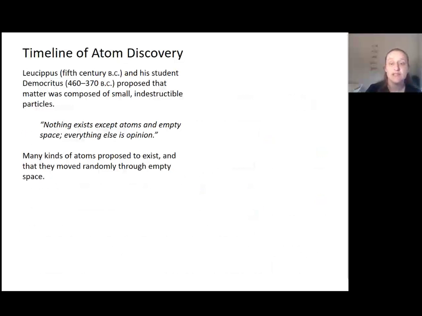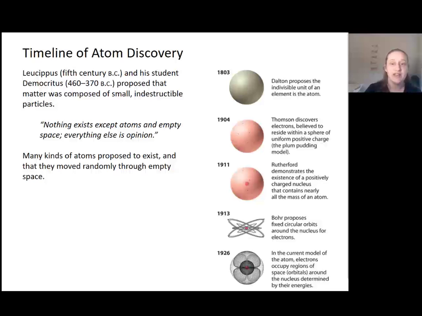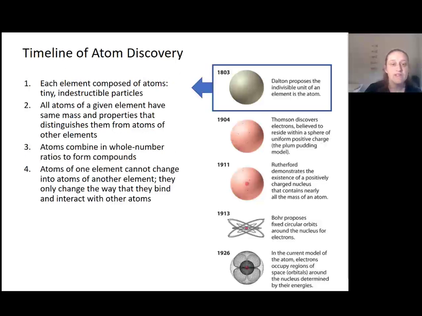The idea of an atom has actually been around for a very long time. The earliest recorded ideas were found in ancient Greek writings. These were generally vague and proposed many types of atoms that moved randomly through empty space. We will now look at some of the key developments of modern atomic theory, including the discovery of the subatomic particles. First of all, in 1803, Dalton proposed the core of modern atomic theory.